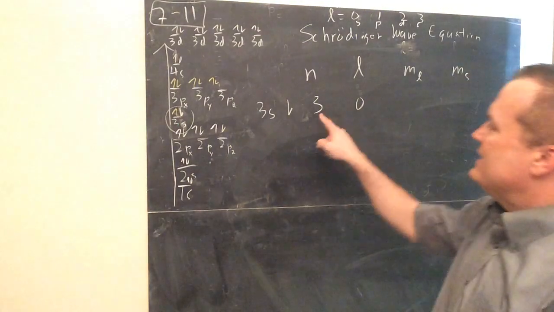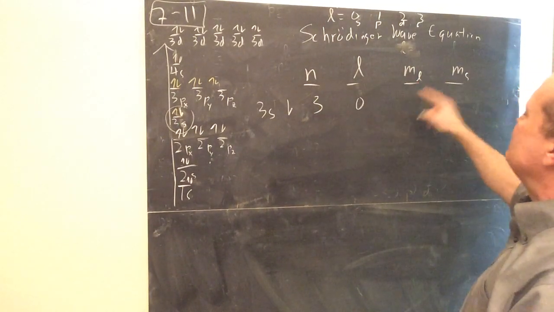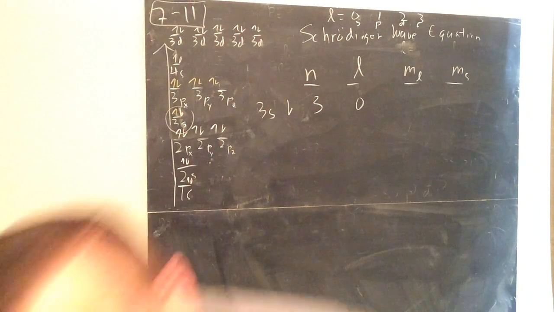I'll show you that on the next one. But anyway, we've got 2 of the letters in the address, and I need to tell you about the other 2. And then you'll know all of the quantum numbers.